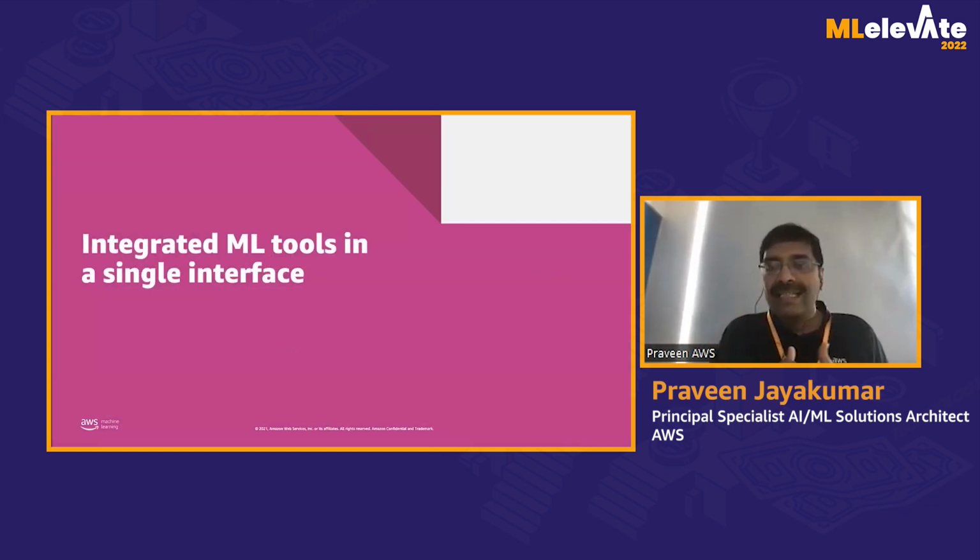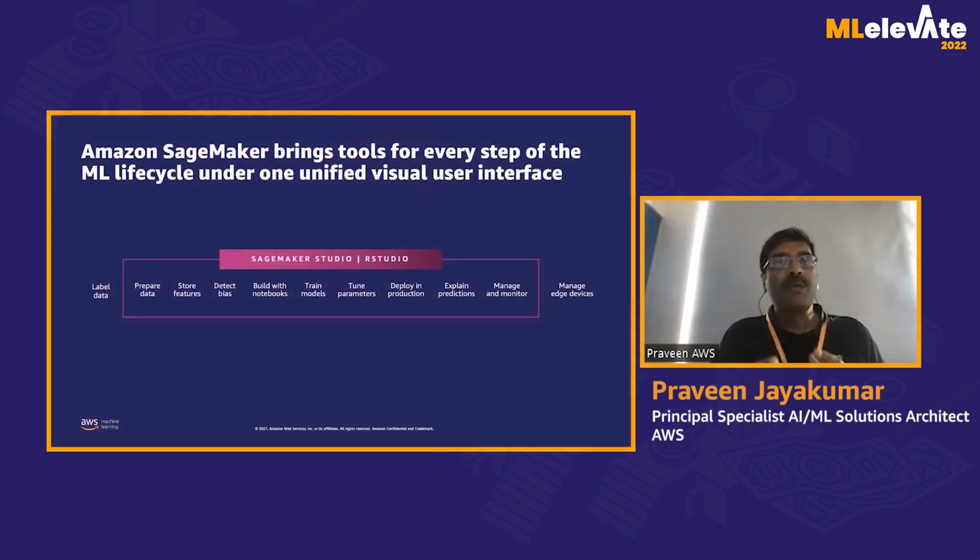As for a single interface, we were talking about different disparate tools, and SageMaker provides a single interface capability. That's what we call SageMaker Studio. In this slide, right from preparing the data to deploying the model, these are all the steps you do in a typical machine learning use case. With SageMaker Studio, and we also support R, which is why it says RStudio as well, you can do all of these features, from preparing data to deploying and monitoring your model, within the SageMaker Studio environment.